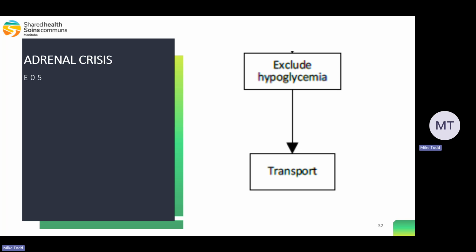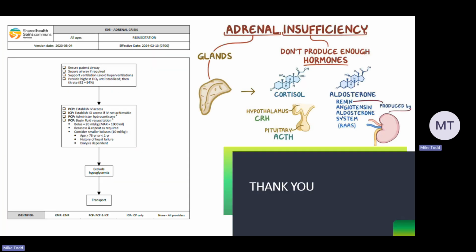And of course, we're going to make a transport decision. So we're going to decide which hospital is most appropriate for this patient, whether they have a predetermined destination and the paperwork to go with it, or if it's just the closest hospital because they are critical. And that is adrenal insufficiency.